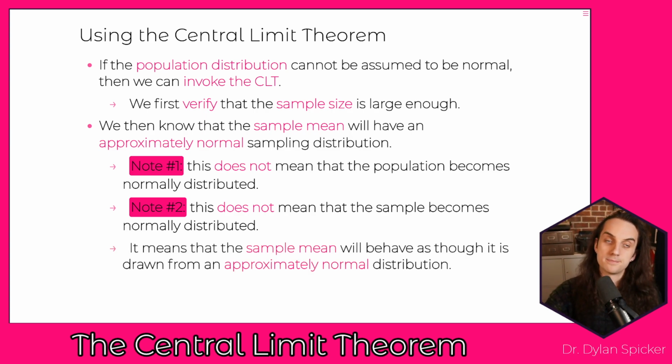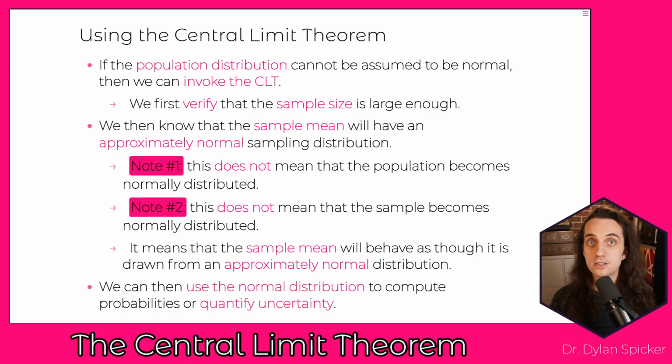And so it means that the sample mean itself is going to behave as though it's drawn from an approximately normal distribution, not that the sample is, and not that the population is. Okay, so it's important to clarify exactly what we're talking about here, but once that's clarified, then we can use the normal distribution to compute probabilities or quantify uncertainty about the sample mean. So we can ask probability questions. What's the probability that the sample mean falls into a particular range? Or how uncertain are we about the value of the sample mean? All of that can be done by using the normal distribution, and the use of the normal distribution is justified by the central limit theorem.